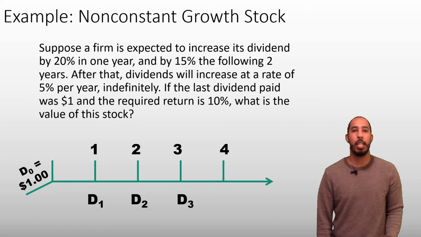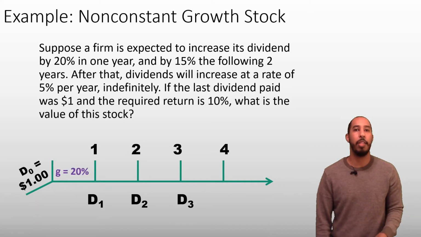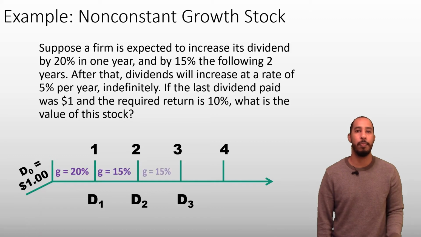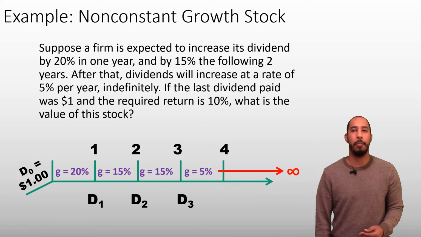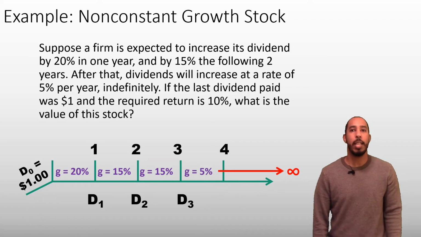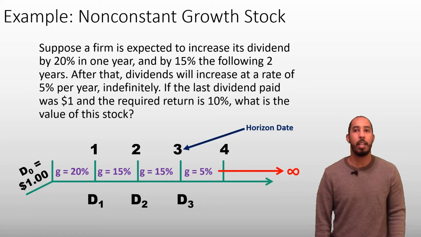We know the current dividend is $1, and it will grow by 20% in 1 year, and then by 15% the following 2 years. Then, the dividend will grow by 5% the year after that, and by 5% the year after that, forever. Looking at this timeline, we can identify the horizon date. Remember, the horizon date is the date at which the growth rate of dividends becomes constant. And at year 3 here, the growth rate becomes constant. Starting at year 3, the growth rate will be 5% each year forever after.